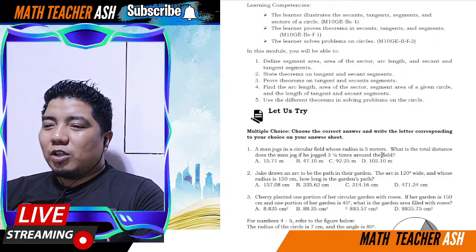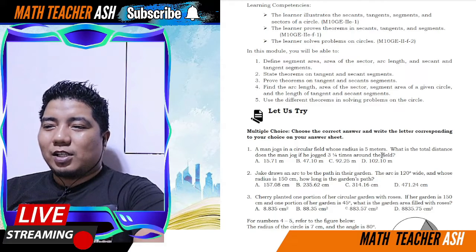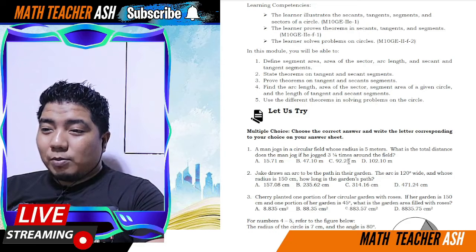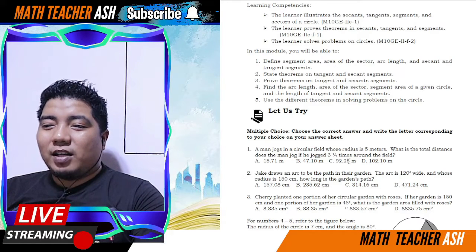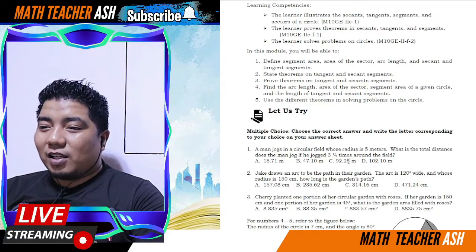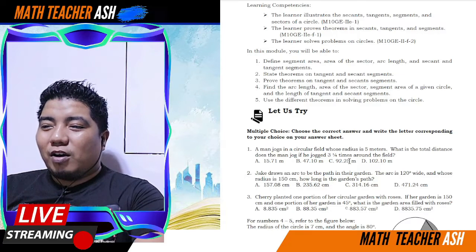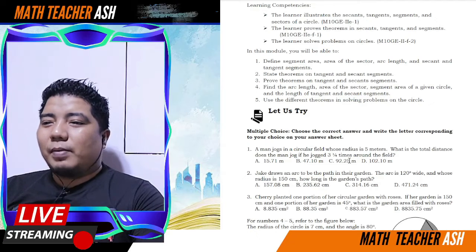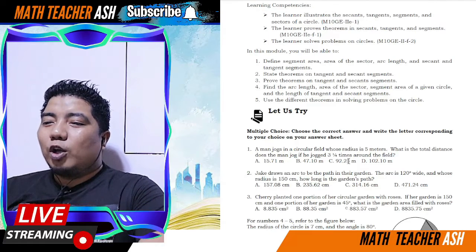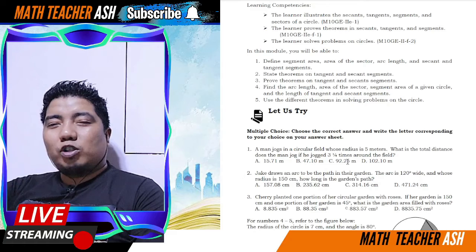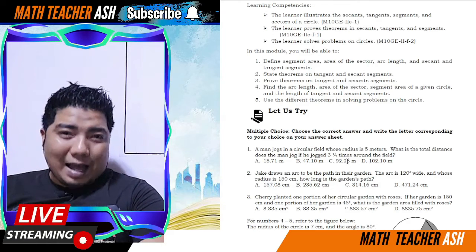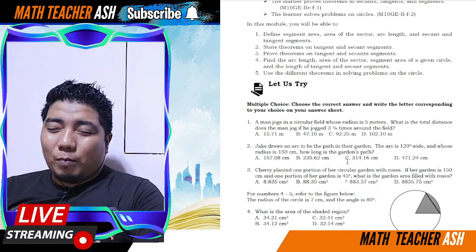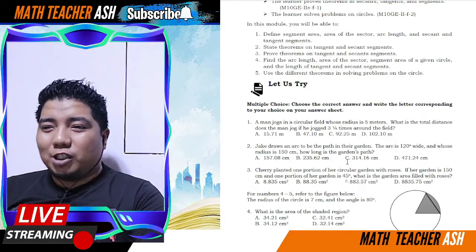We will state the theorems on tangent as well as secant segments, prove the theorems on tangent and secant segments, and find the arc length, the area of the sector, the segment area of a given circle, and the length of tangent and secant segments. Finally, we have to use the different theorems in solving problems on the circle. Maraming objectives ang aim ng module na ito. These are 22 pages sa totoo lang.